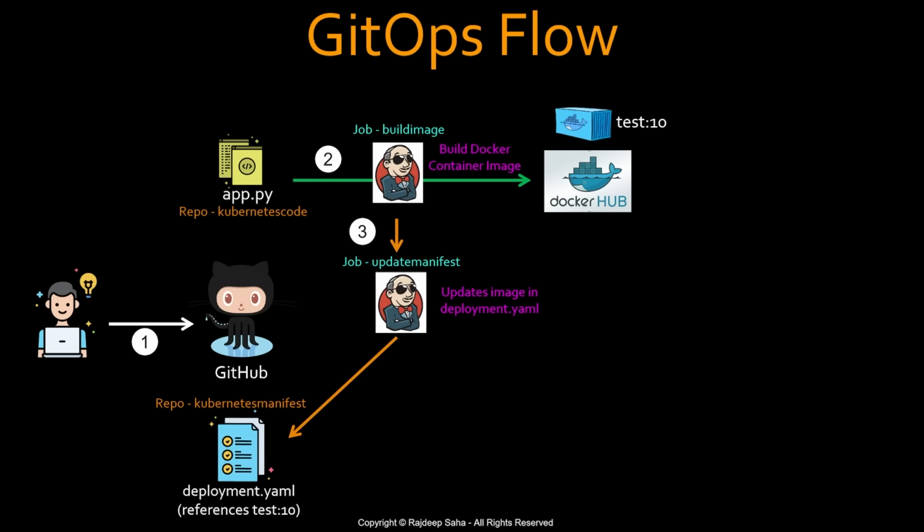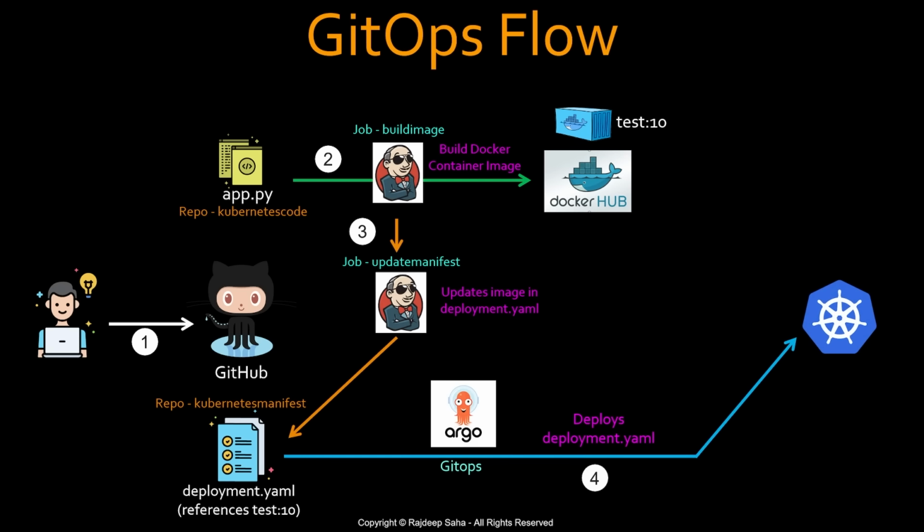Now comes the GitOps part. We are using ArgoCD as the GitOps tool, but this approach will work with Flux as well. So GitOps continuously monitors this Kubernetes manifest repo, and if the state in the Kubernetes cluster deviates from the manifest files in the repo, GitOps will grab those changes from the GitHub repository and deploy it to the Kubernetes cluster.